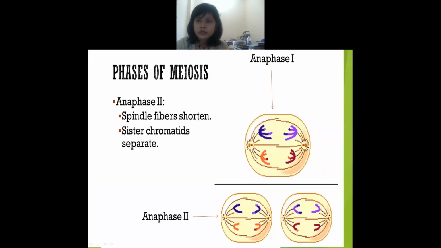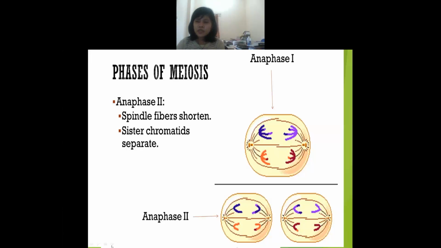Next is anaphase. So in the anaphase, what will you get? In anaphase 2, you will get the spindle fibers. This is the spindle fiber. They will start to shorten. I mean, the length of the spindle fibers will start to shorten, and the sister chromatids separate from each other.